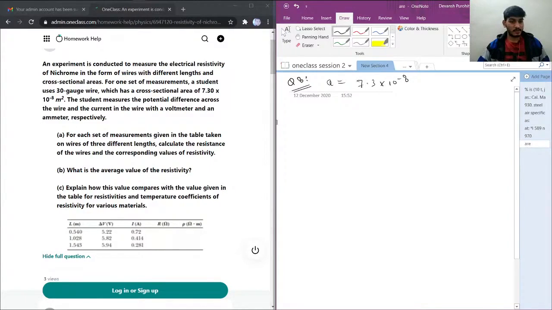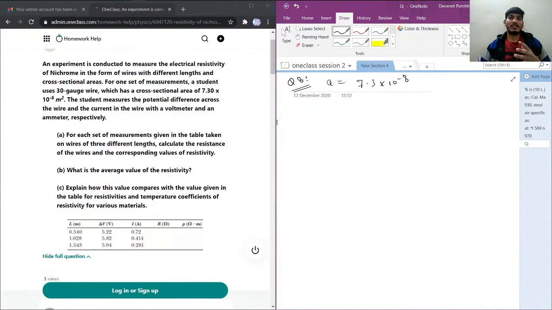And then the student measures the potential difference across the wire and the current in the wire with a voltmeter and an ammeter respectively. For each set of measurements given in the table taken on wires of 3 different lengths, calculate the resistance of the wires and the corresponding values of resistivity. What is the average value of resistivity? And in the C part, it is asking to explain how this value compares with the value given in the table of resistivities and temperature coefficient of resistivity of various materials.